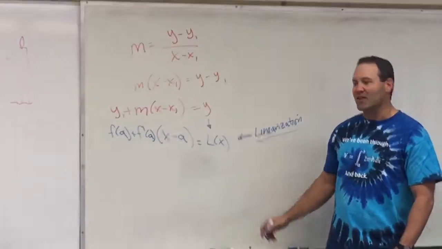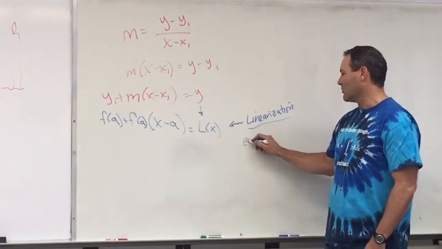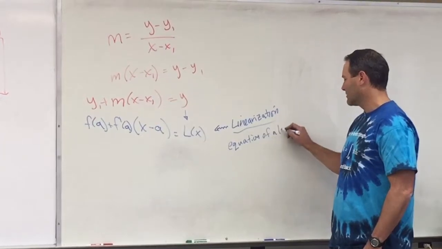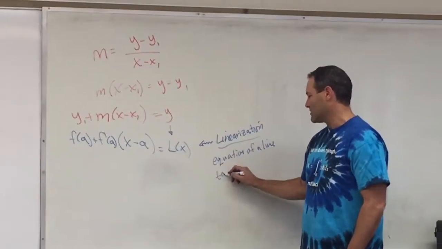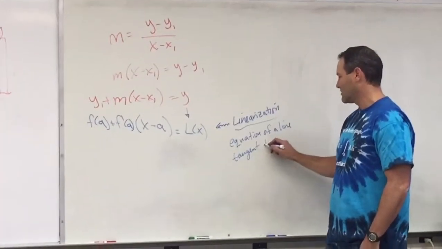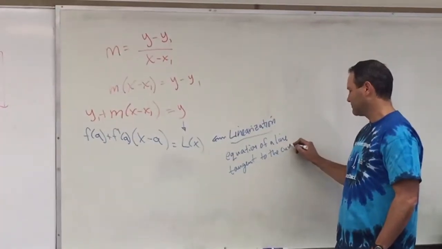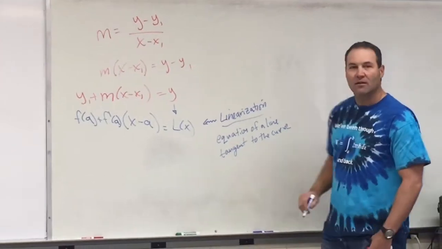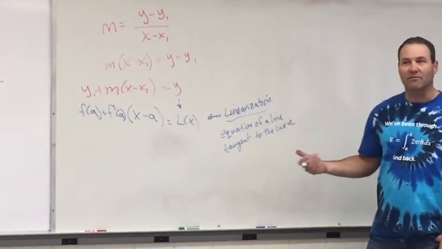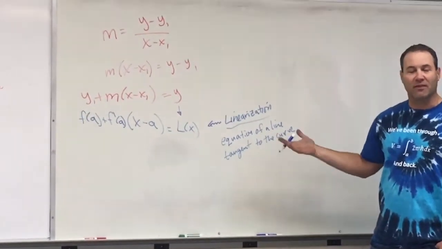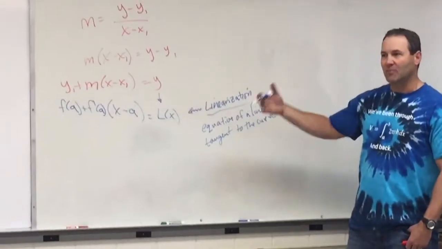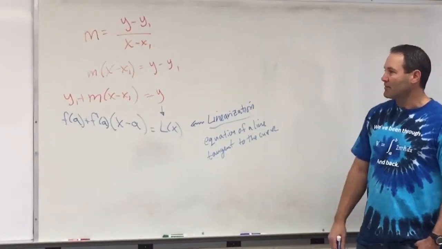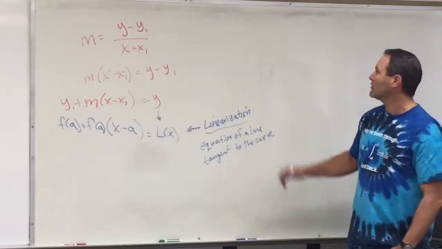So what is a linearization? All it is is the equation of a line tangent to the curve. Have we done that before? Yep, like 1,000 times. That's pretty fundamental to calculus. You need to be able to find the derivative, and eventually find the tangent line, or the equation of the line tangent to the curve. So we'll do an example.